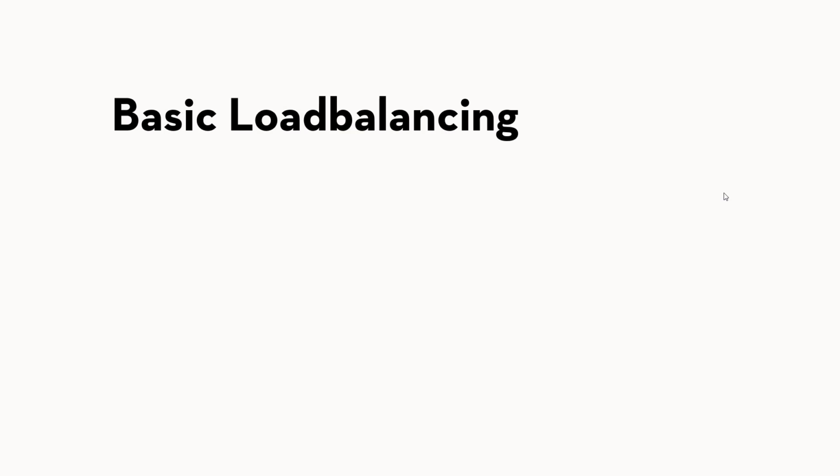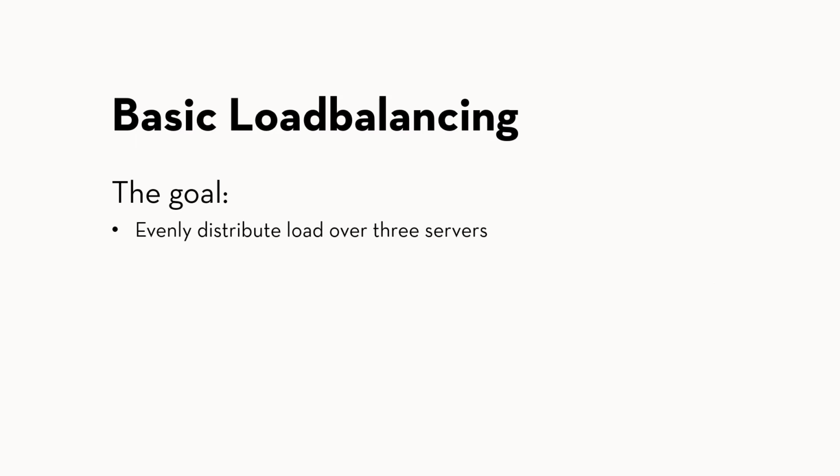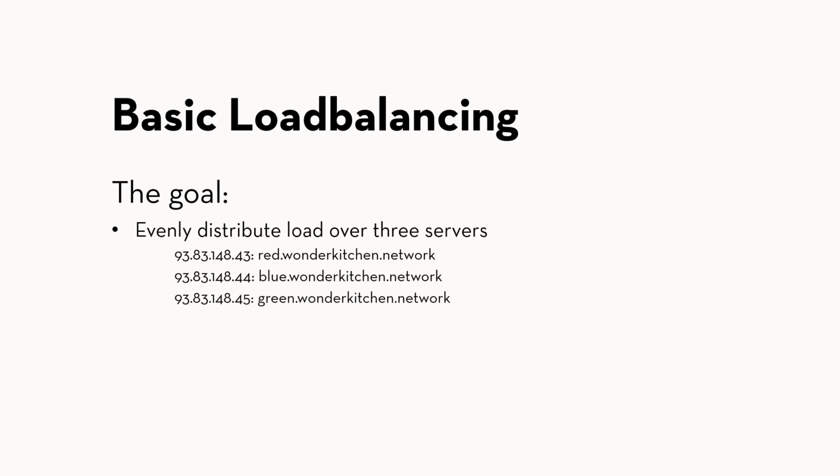In this version of my videos, I will go into basic load balancing. I will do really basic, so it's not in depth. What is the goal of load balancing? Well, first of all, we want to evenly distribute load over three servers. The three servers are 93.83.148.43, red.wonderkitchen.network, the .44, blue.wonderkitchen.network, and the .45 green.wonderkitchen.network. It's easy to distinguish between the three servers because they use red, blue, and green background colors. So we will immediately know to which server we are connected to.